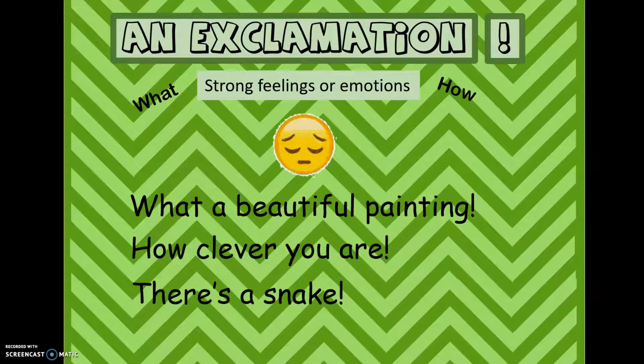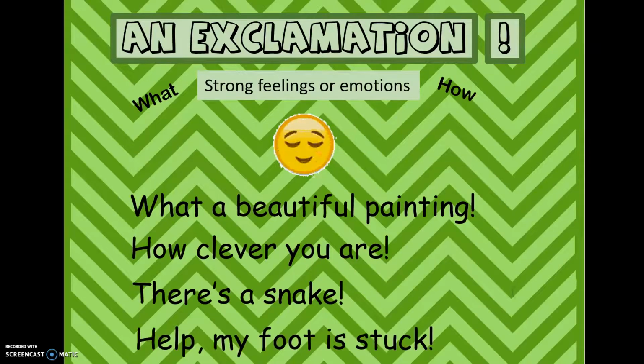There's a snake. So I'm saying something to make people alert. My tone is going to be, there's a snake. So people listen to me. So there's an exclamation. Help! My foot is stuck is also an exclamation. So the exclamation mark helps us know that the sentence is being said with a strong feeling or an emotion behind it.